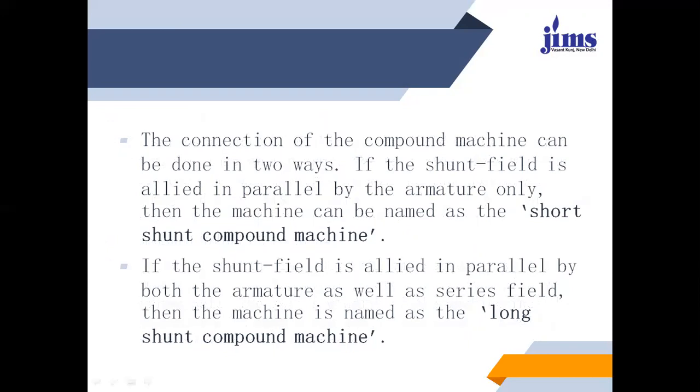Now, on the basis of their connection, the compound machine is again categorized into two categories. One is called the short shunt compound machine. The connection of the compound machine can be done in two ways. If the shunt field is connected in parallel with the armature coil only, then the machine is named short shunt. And if the shunt field is connected in parallel with both the armature as well as the series field, then the machine is named the long shunt compound machine.